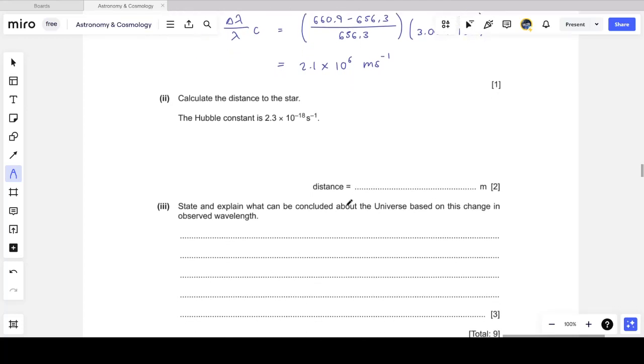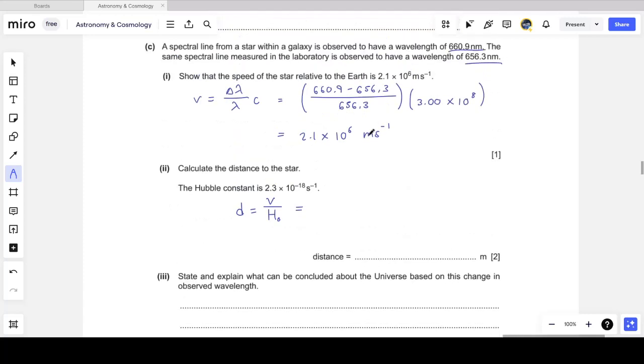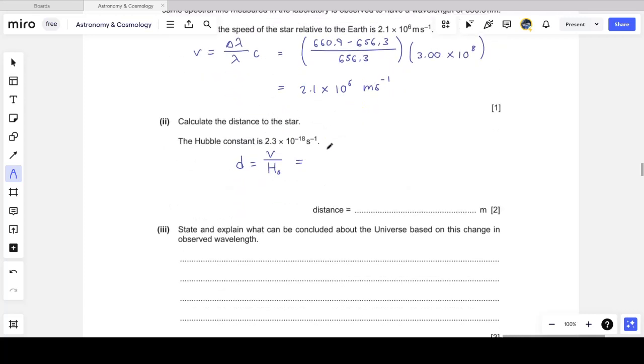Now we want to calculate the distance to the star, and they give us the Hubble constant as 2.3 times 10 to the minus 18 per second. Well, that's helpful because if you see the Hubble constant, you immediately think of Hubble's equation. So distance is v over H naught, which is good because we just calculated v. If we didn't calculate it, it was given to us anyway, so we can use it as is. So it's the speed of recession, 2.1 times 10 to the power 6 meters per second, divided by the given value for Hubble's constant, 2.3 times 10 to the minus 18 per second.